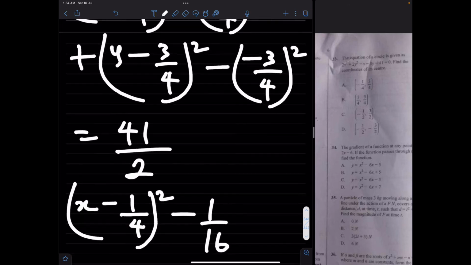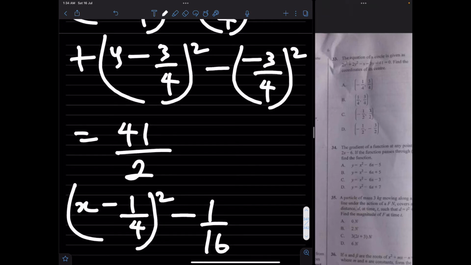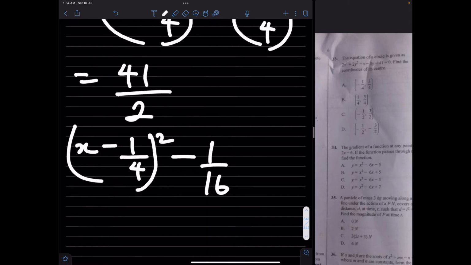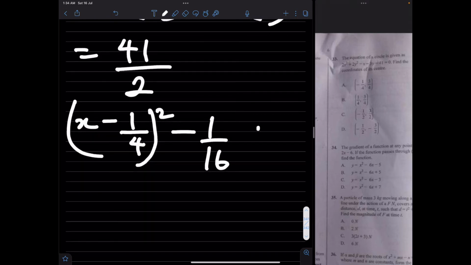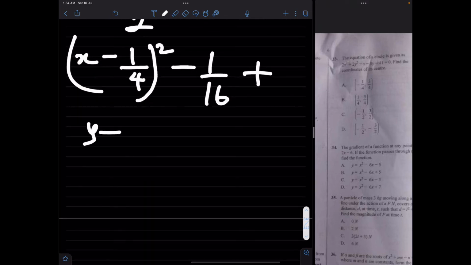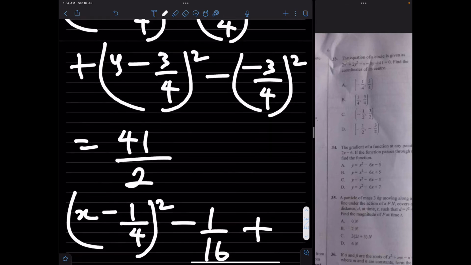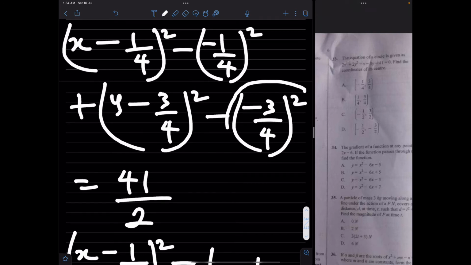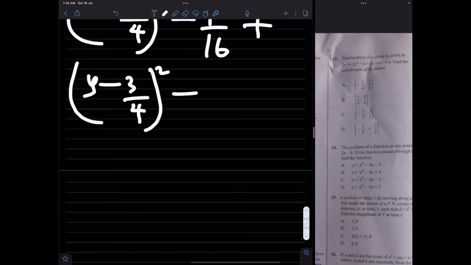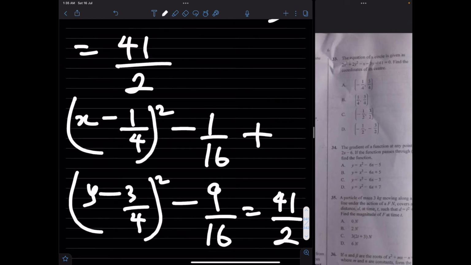So minus 1 over 16, and the next one, y minus 3 over 4 plus, that's plus y minus 3 over 4, the square of y minus 3 over 4 minus the square of minus 3 over 4, which is 9 over 16. So I just write minus 9 all over 16 equals 41 all over 2. Now what happens?